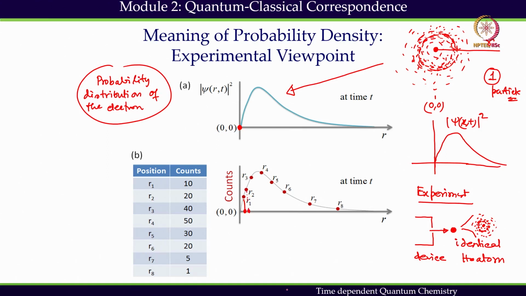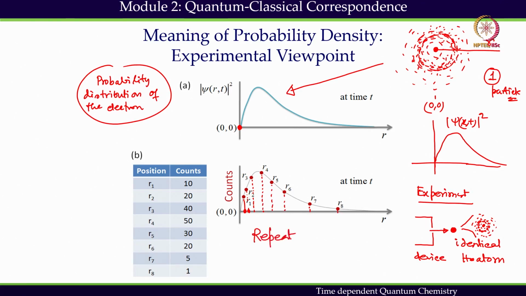In the third experiment I have found R3. R3 does not need to be here, R3 can also be here, it is just an example. It does not matter where R3 is, but I may get one R3 position. In another experiment I have got the R4 position and so on. Like this I will keep repeating the experiment. And how many times do I have to repeat the experiment?